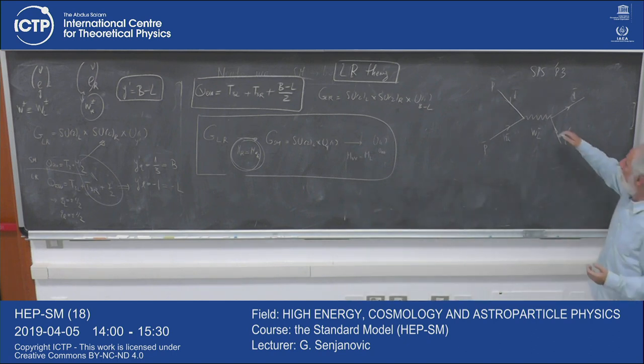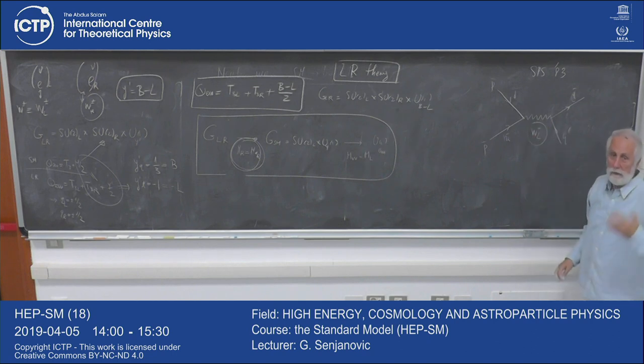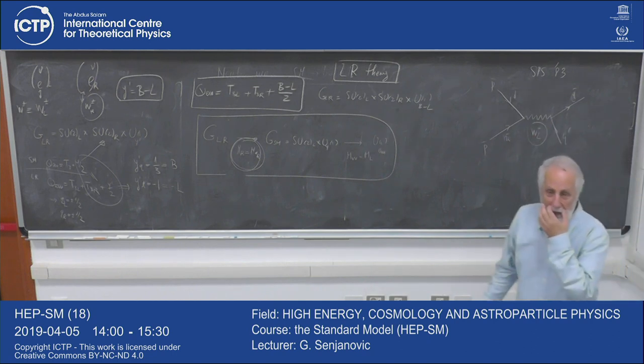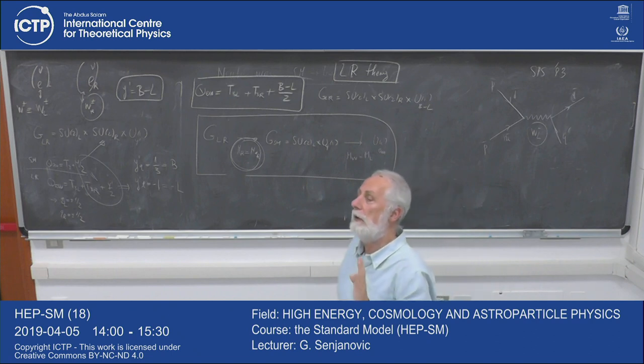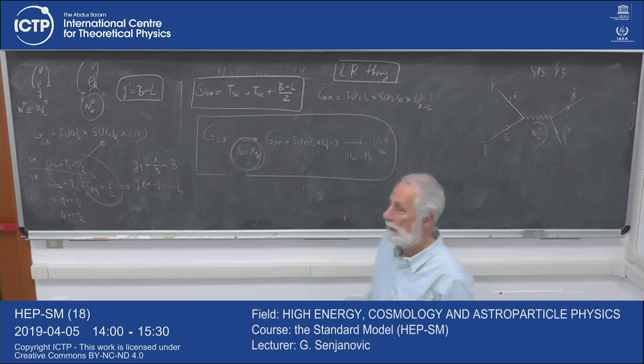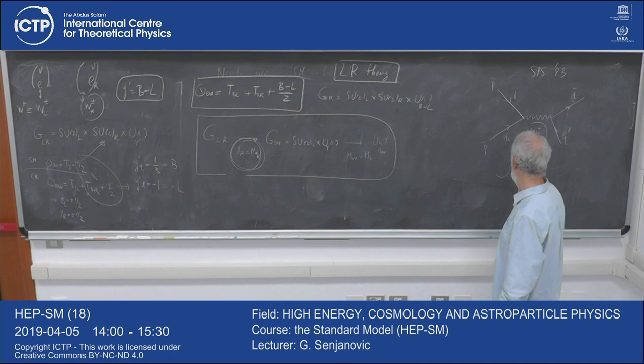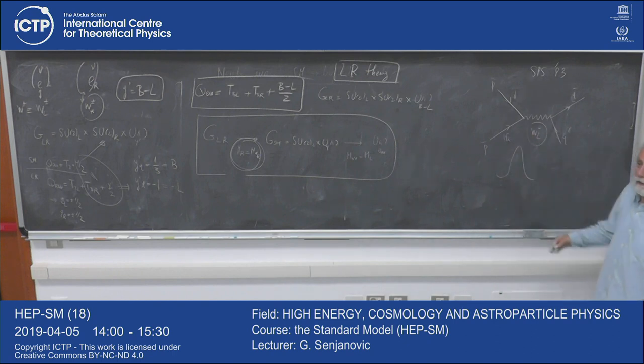But the point is, of course, that in order to see that, you have to sit on the particle. You produce the particle on shell. When you produce the particle on shell, the cross-section goes up like crazy. This is sort of the behavior, right? It's not a delta function? Yes, this is because of the decay width.